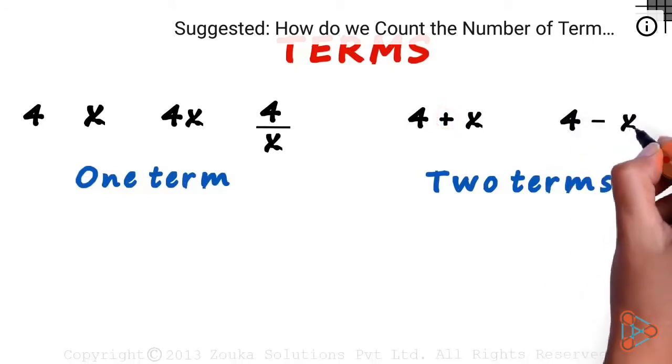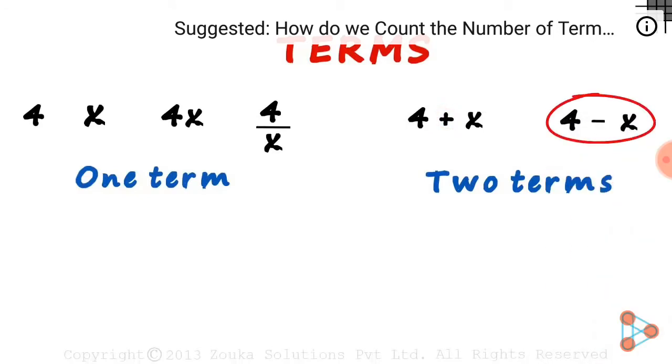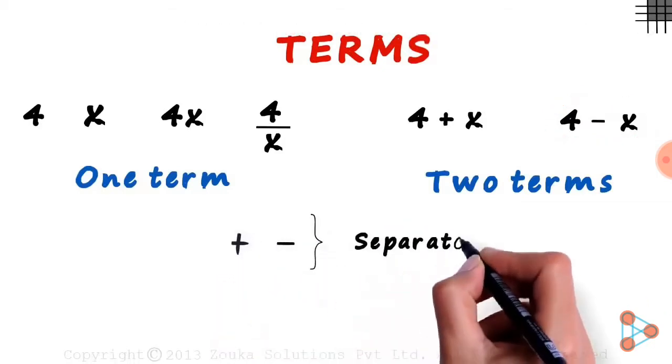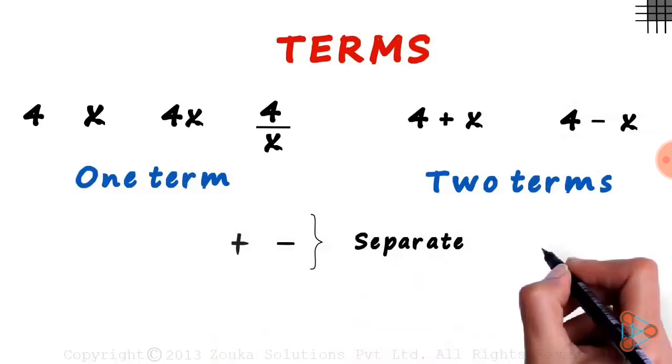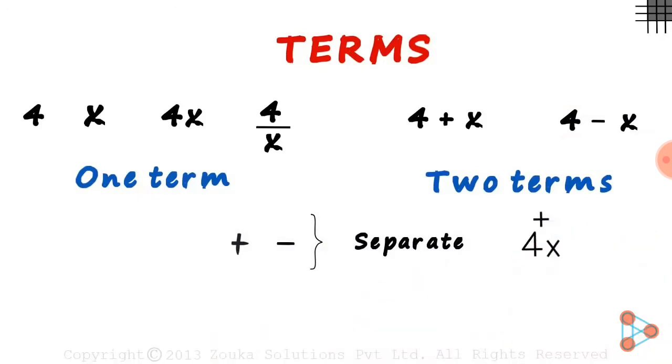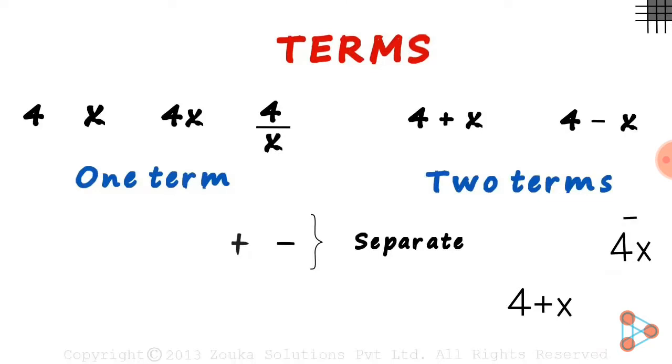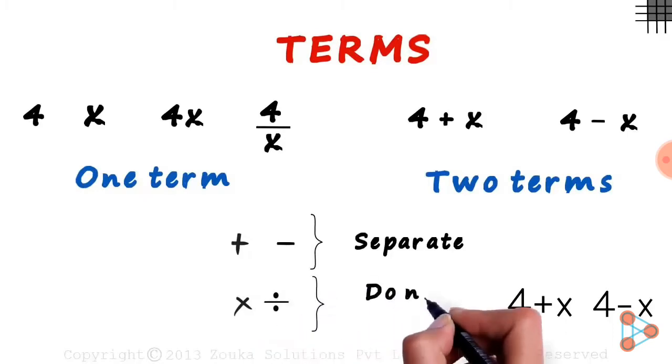What about 4 minus x? This also has two terms. What does this mean? It means that plus and minus separate the terms. If we have a plus sign between 4 and x, it will just separate the terms like this. Or even if we had a minus sign between 4 and x, it will separate the terms. But remember, multiplication or division do not separate the terms.